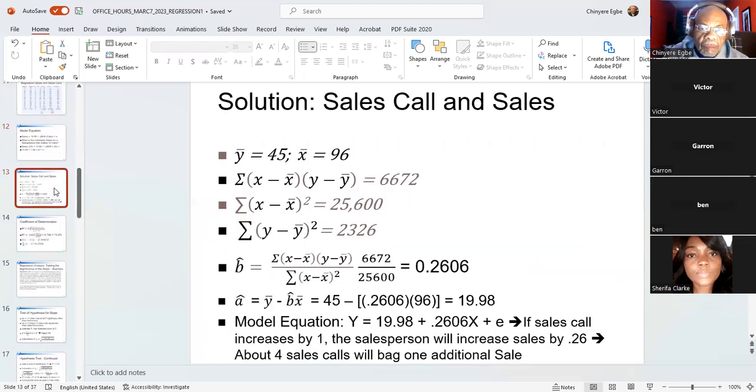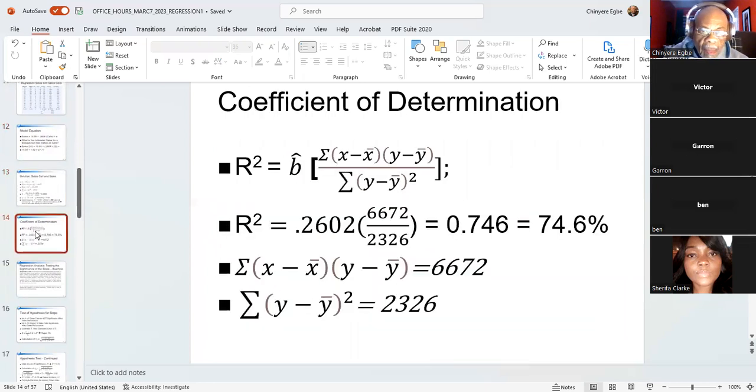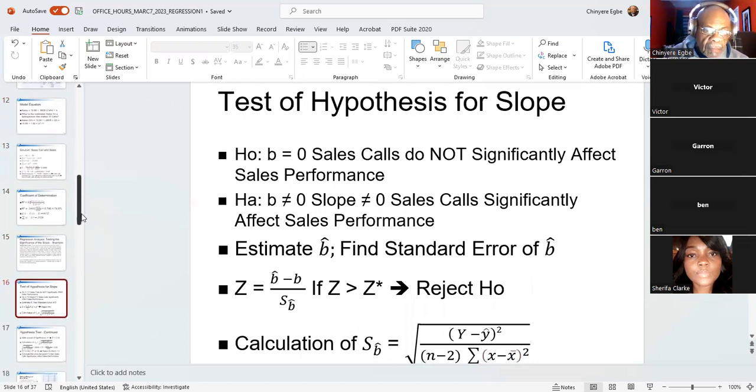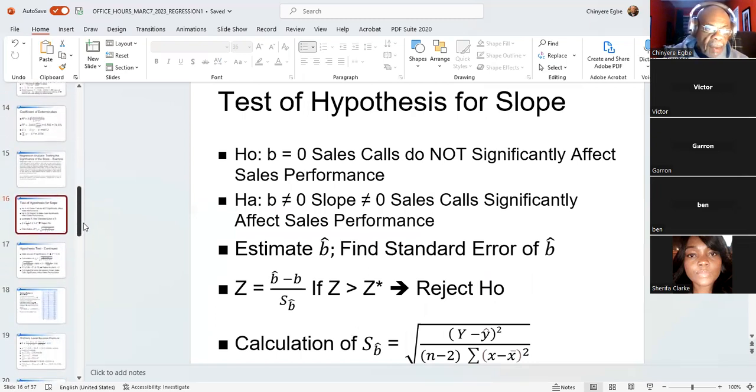We already have that. And the coefficient of determination, we've already estimated. We are trying to test our hypothesis whether B is 0.